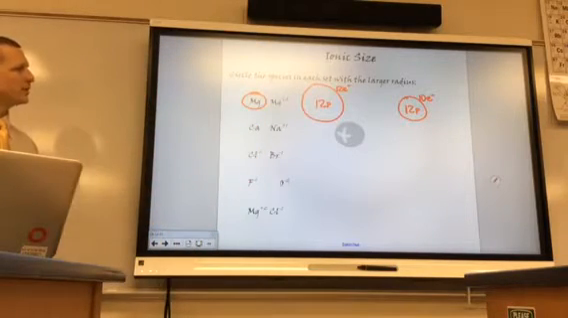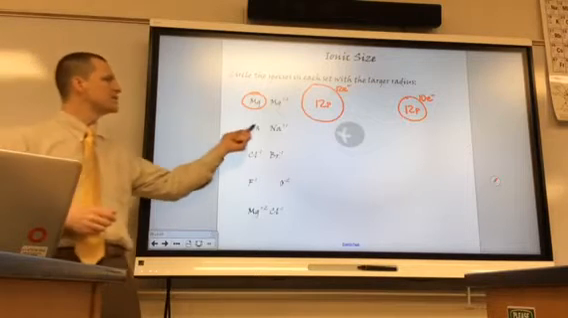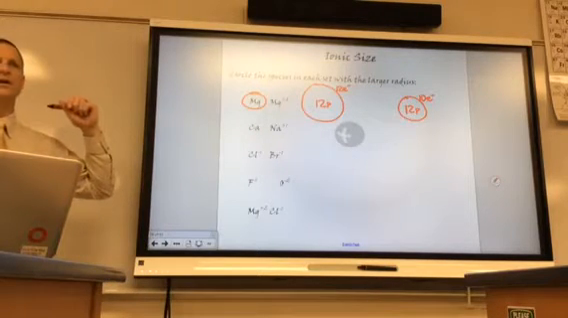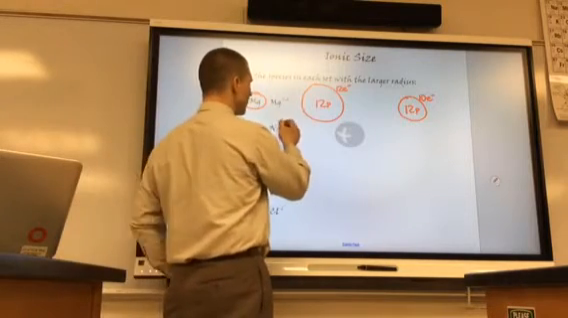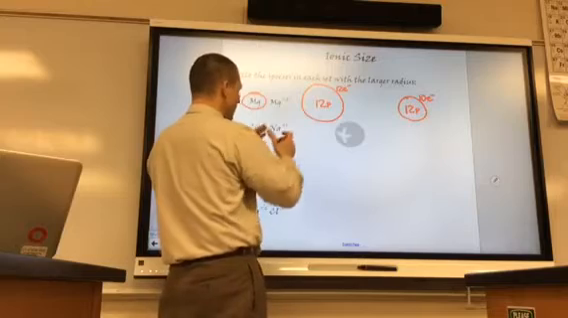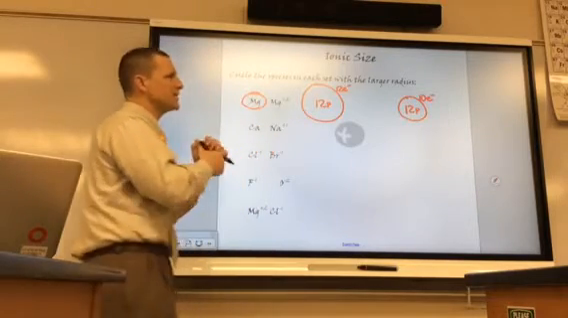Between calcium and the sodium ion, who's bigger? Calcium. Yeah, the calcium is definitely going to be bigger. The sodium, when it becomes a positive 1 ion, it gets real small. Calcium is on the left side of the periodic table.